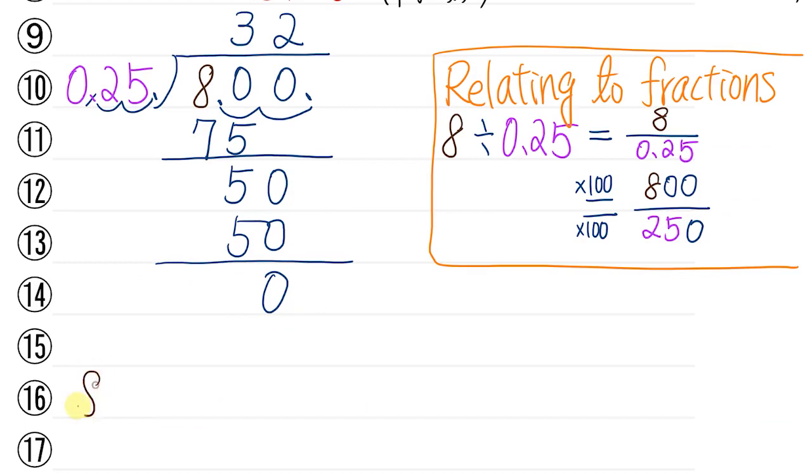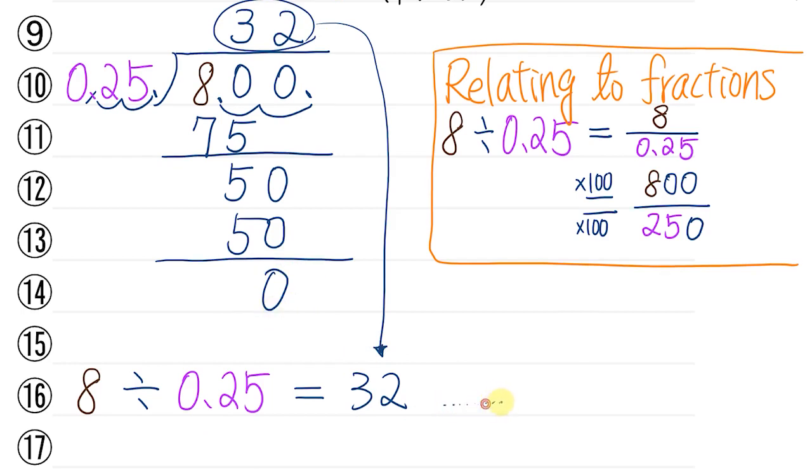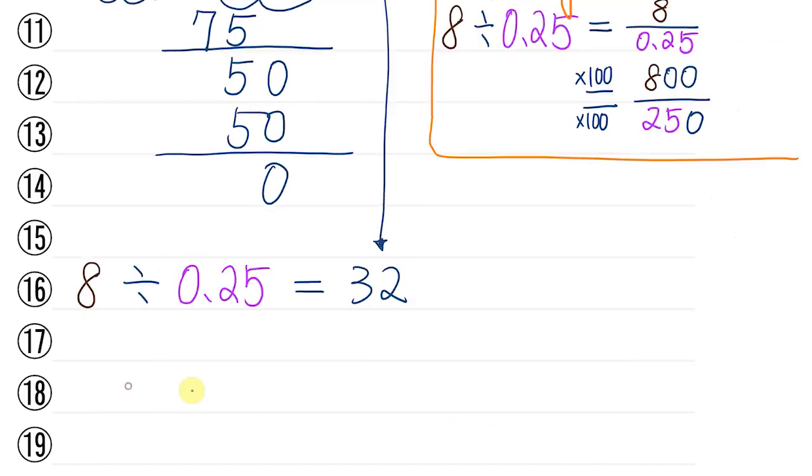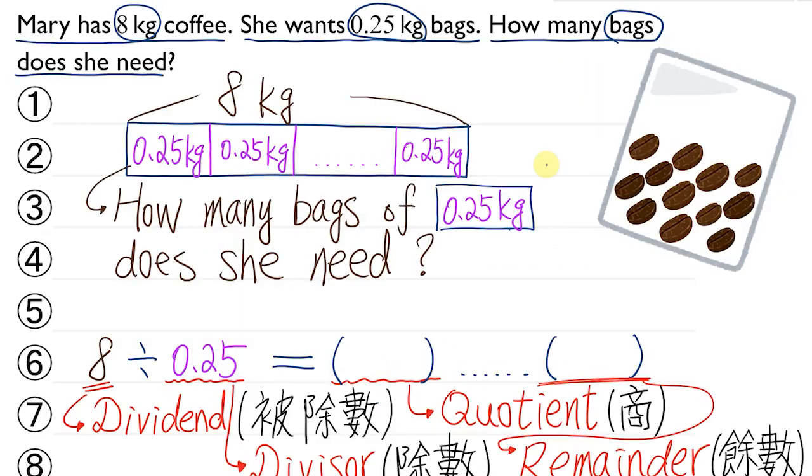Therefore, our division 8 divided by 0.25 is equal to 32. This 32 is the quotient of this division with a remainder of 0. But if the remainder is the number 0, then we don't have to write this. Therefore, the answer for this question is 32 bags. That is, we need 32 empty bags for us to split this 8 kilogram of coffee into bags of 0.25 kilograms.